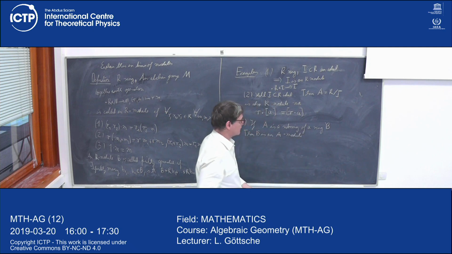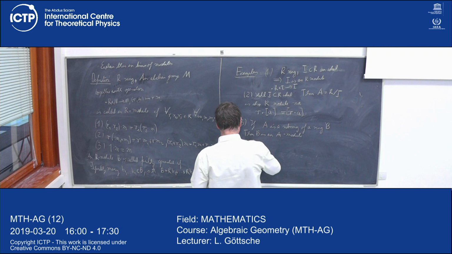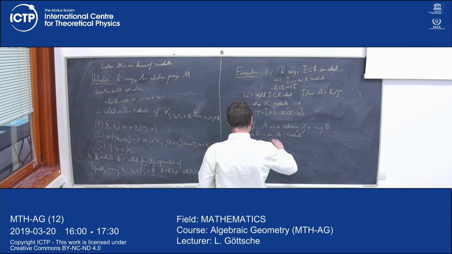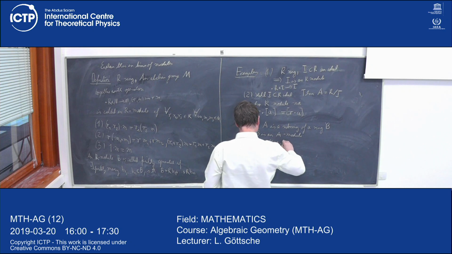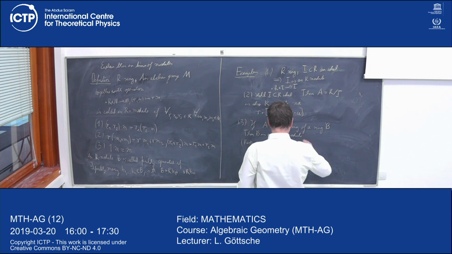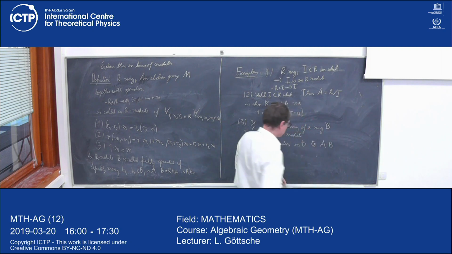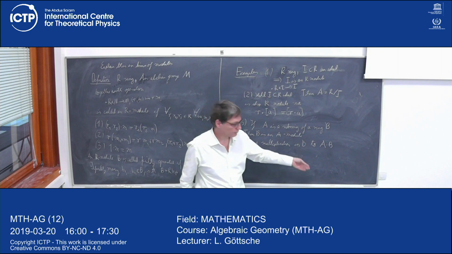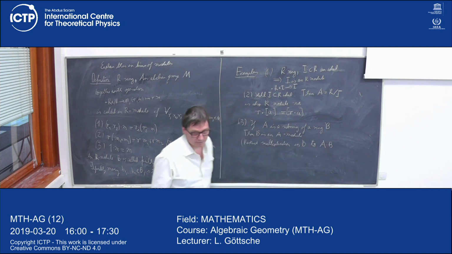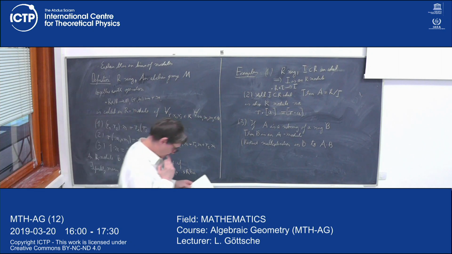Just via the multiplication in B. No? Restrict multiplication in B. So A times B. So the multiplication in B is a map from B times B to B. I can restrict it to there, then obviously it gives us a module structure.